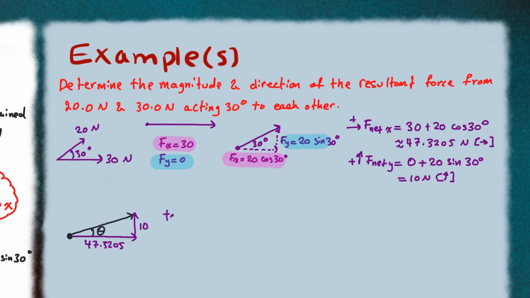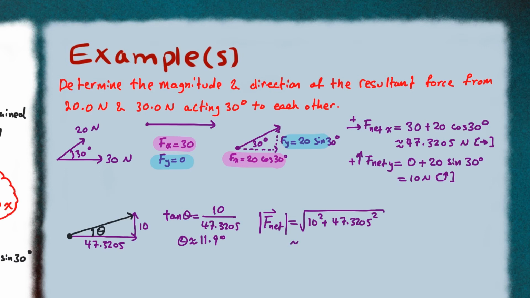So to find that angle theta in between, tan theta is equal to the opposite over adjacent. When we calculate all those numbers, we get theta is equal to 11.9 degrees. And to find the magnitude of the net force, we take the square root of the x component squared plus y component squared. And when we do this, we get approximately 48.3656 Newton as our final answer. The net force here is going to be 48.4 Newton, 3 significant figures.